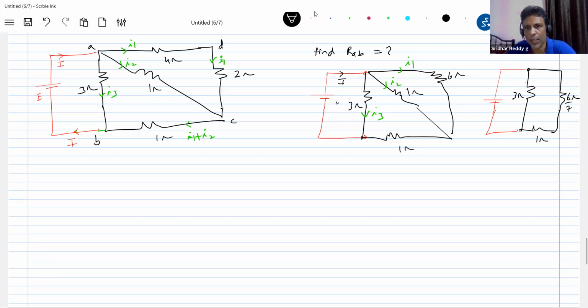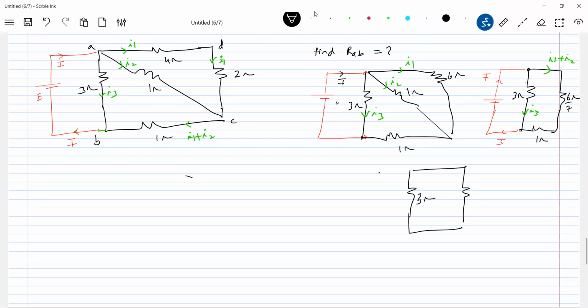Now again the same current I1 plus I2. So this will be the current here. This is the first problem I'm showing in detail. So how much current is here? I1 plus I2. And what is the current here? This should be I. The 6 by 7 and 1 are in series. The next circuit will be 3 ohm, and this will be 13 by 7 ohm.